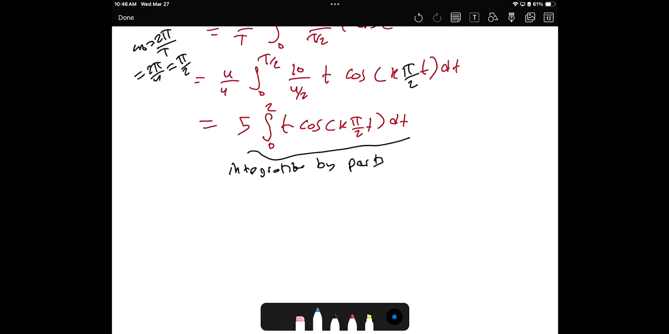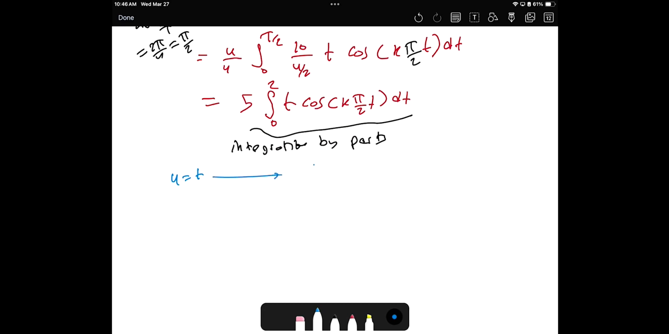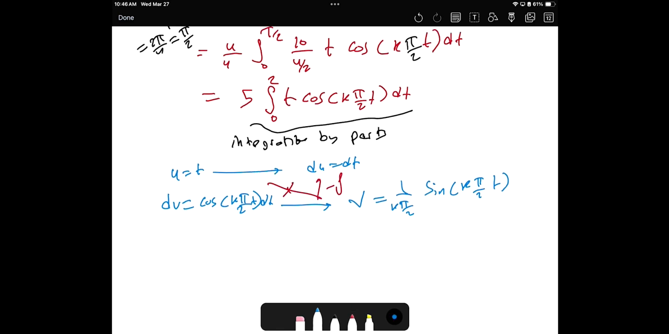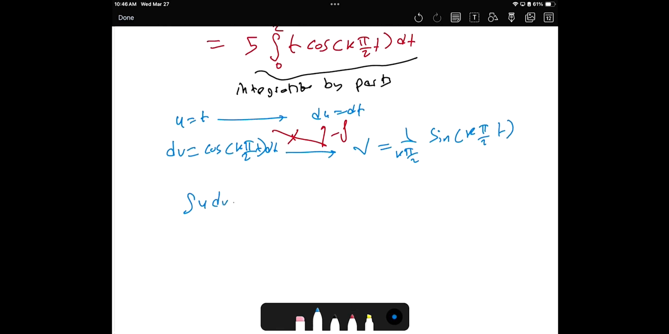So we assume u equals t, then du will be dt. Let dv equal cosine of k pi over 2 t dt, then v will be the integration, which is 1 over k pi over 2 times sine of k pi over 2 t. Then the integral of u dv will be u v minus the integral of v du.